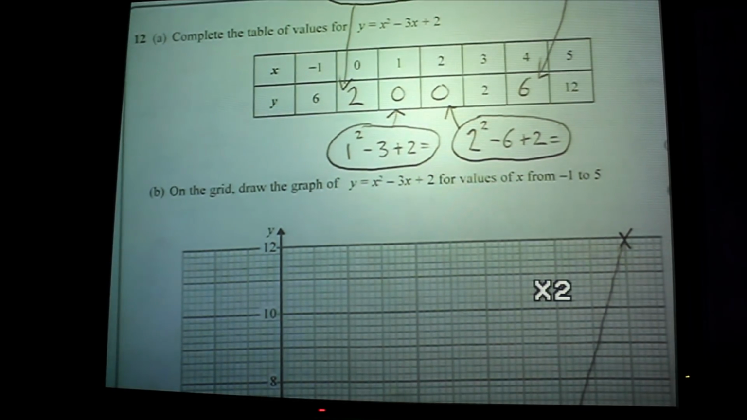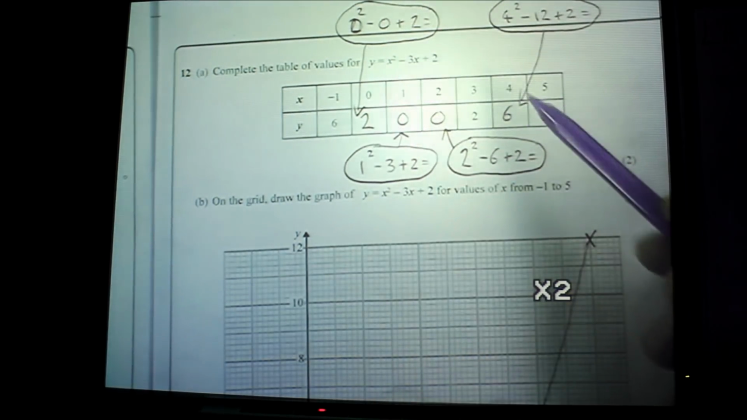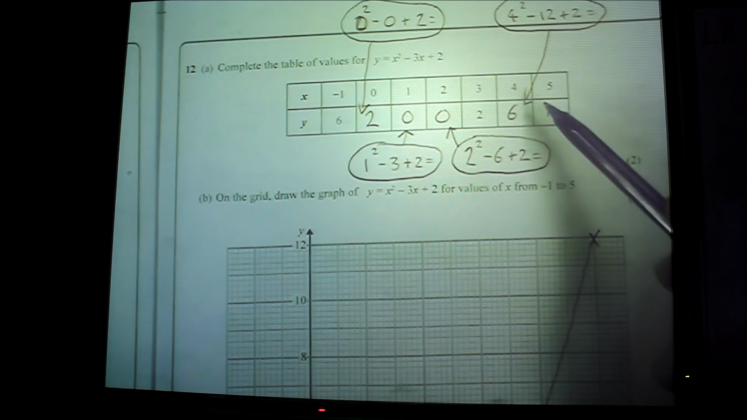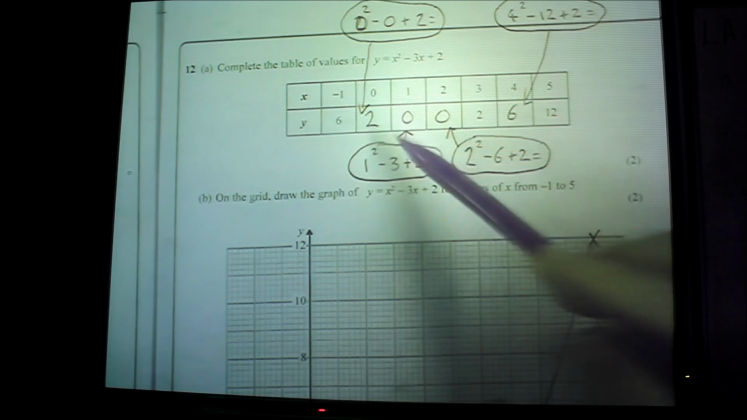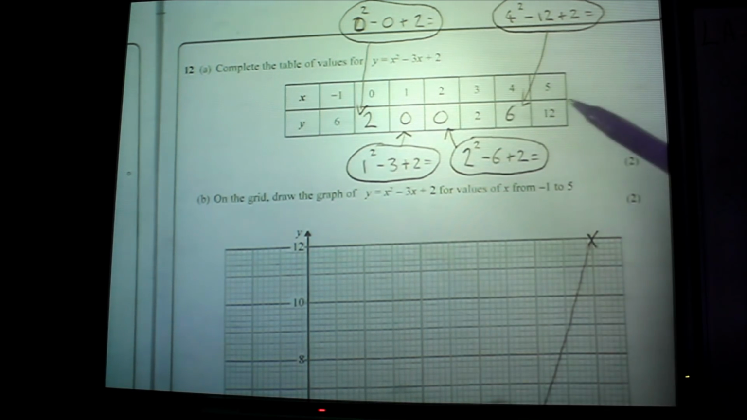Complete the table of values. So we're going to draw a graph. It's quadratic, so it means it's going to be curvy because there's a squared bit there. Let me talk you through how I've done it. I always start this end because I find positive numbers are easier to deal with than negative numbers. Actually, you don't have to do the negative one, but we'll start here anyway. So it's x squared, take away 3x, add 2.